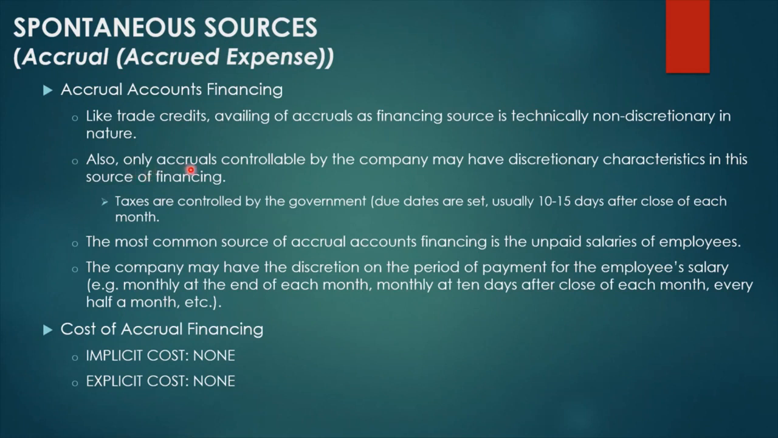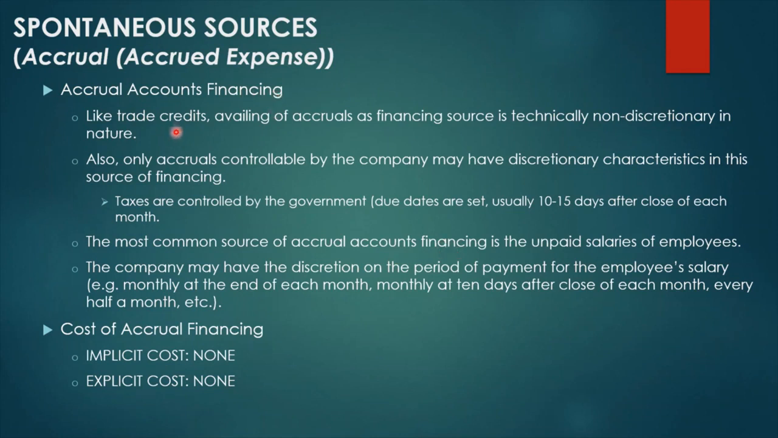Then also, only accruals controllable by the company may have discretionary characteristics in these sources of financing. Kaya nasabi ko, taxes are controlled by the government, hence they are required. Due dates are set, usually 10 to 15 days after close of each month. Then, the most common source of accrual accounts financing is the unpaid salaries of employees.